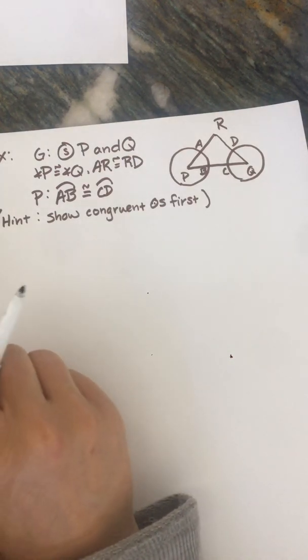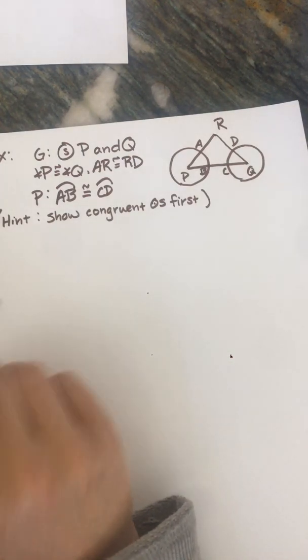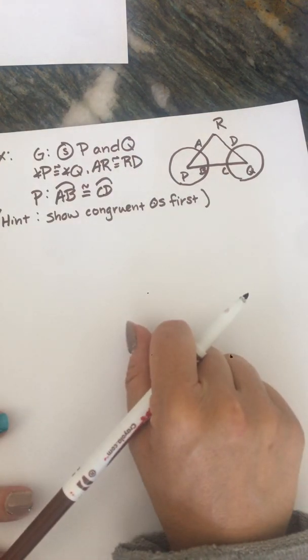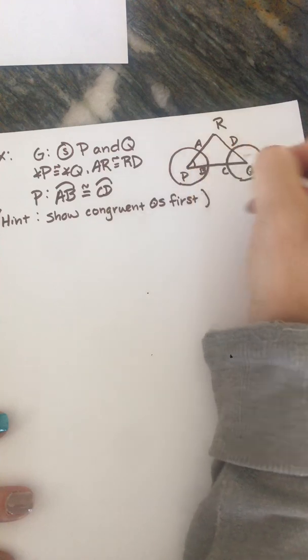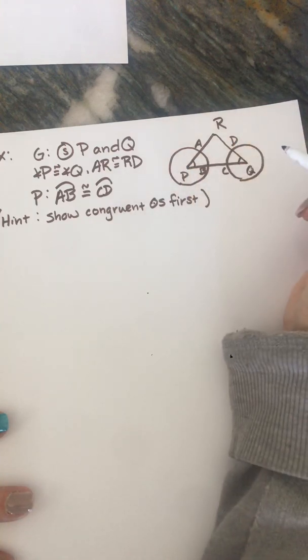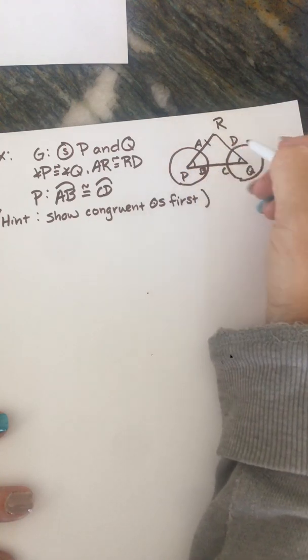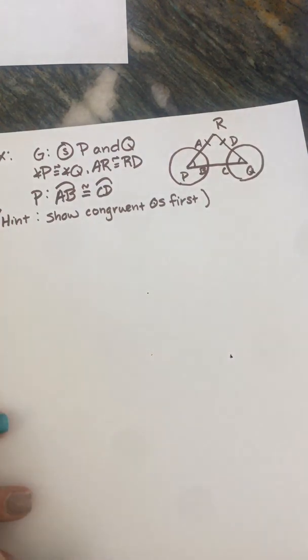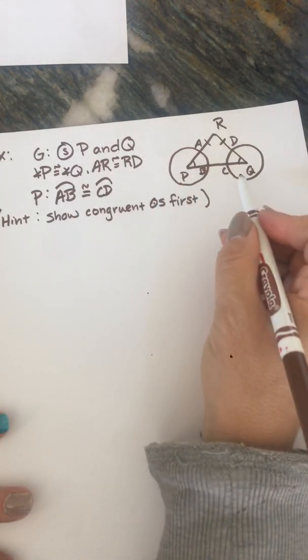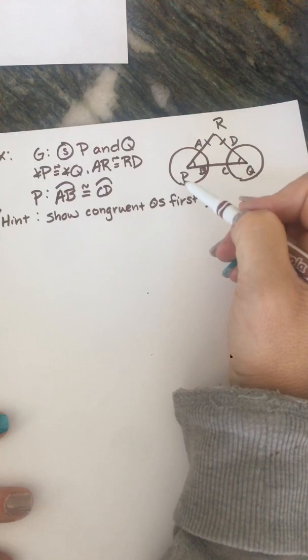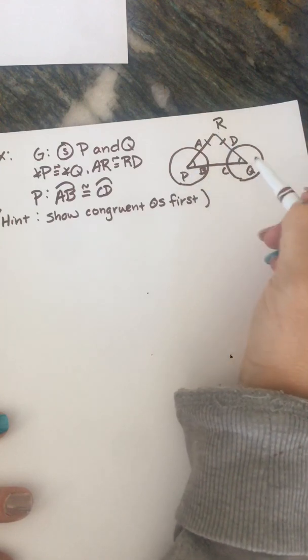Well, if the circles are going to be congruent, that means that their radii need to be congruent. So let's think about this. We have angle P is congruent to angle Q from the given, and we have that AR is congruent to RD. All right. Well, since angle P is congruent to angle Q, look at our triangle here. That would mean PR and RQ are congruent.